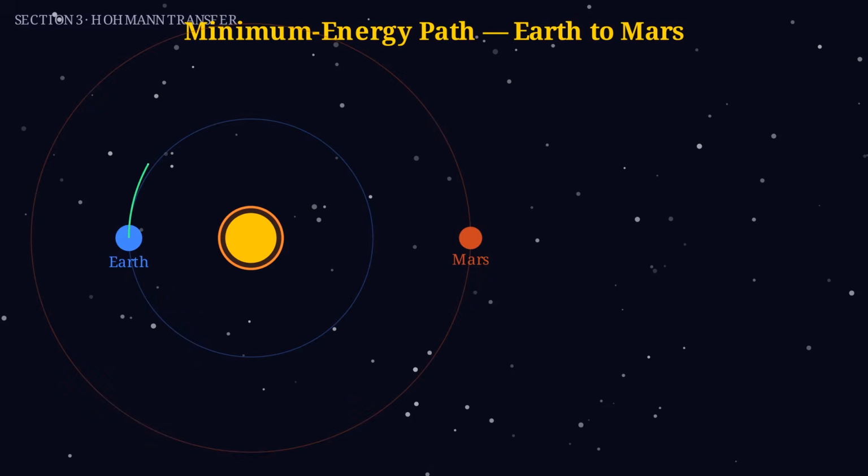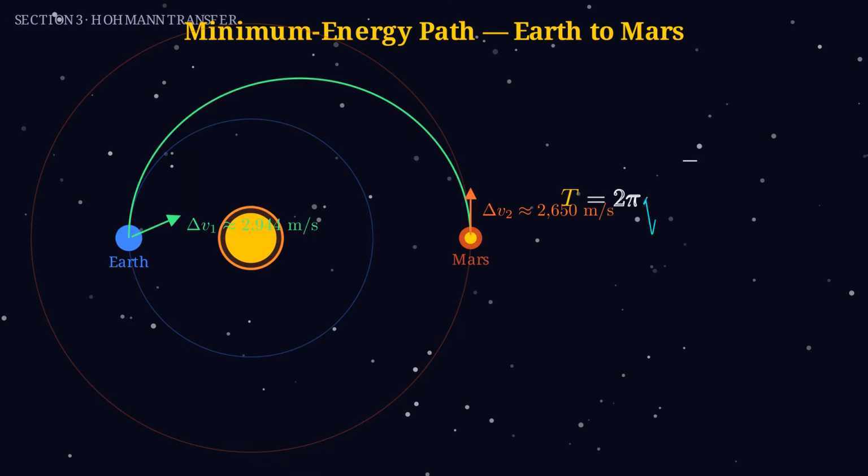A Hohmann transfer orbit is the minimum energy path between 2 circular orbits. It is a single ellipse. Perihelion at Earth's orbit, aphelion at Mars's orbit. 2 impulsive burns are required. The first burn at Earth accelerates from the circular velocity of 29,785 meters per second up to 32,729. A delta v of 2,944 meters per second. The second burn at Mars costs another 2,650 meters per second.